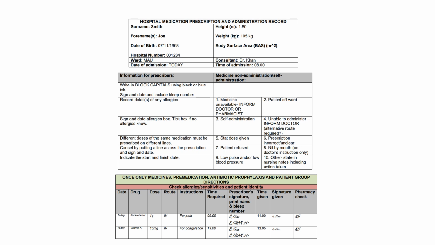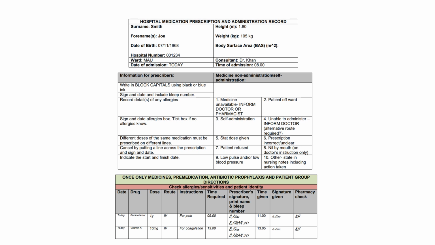If the medication is unavailable, we have to use code 1. If the patient is off ward, code 2. Self administration, code 3. Unable to administer, inform doctor, that is 4. Start dose given, that is 5. 6 is for prescription incorrect. 7 is for patient refused. 8 is for nil by mouth. 9 for low pulse or low blood pressure. 10 is for other. State in nursing notes including action taken.